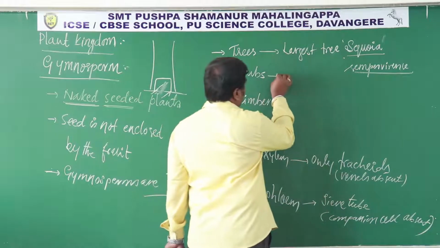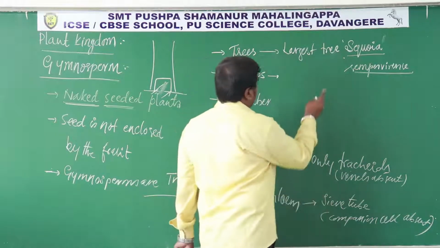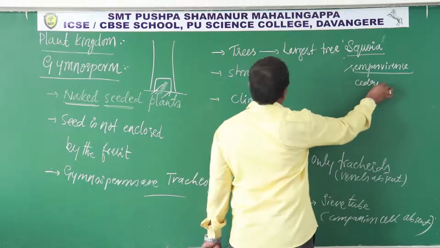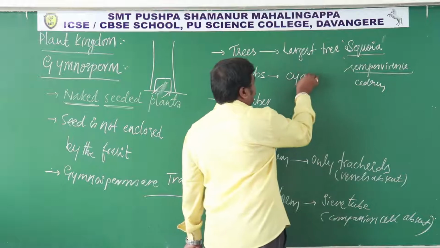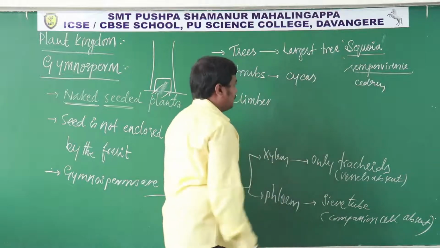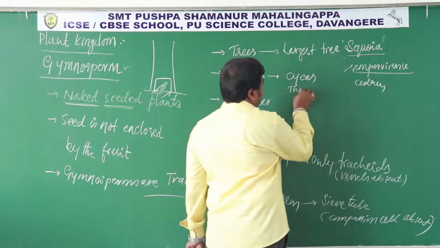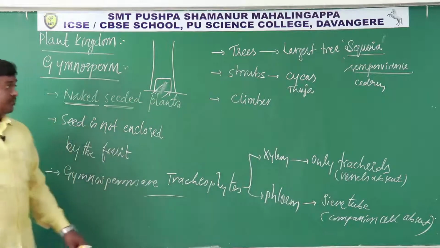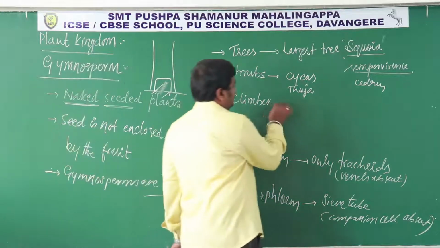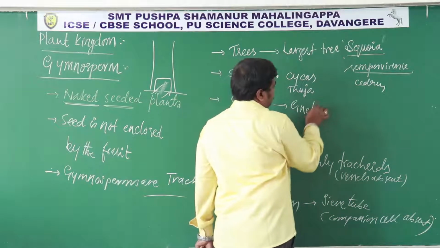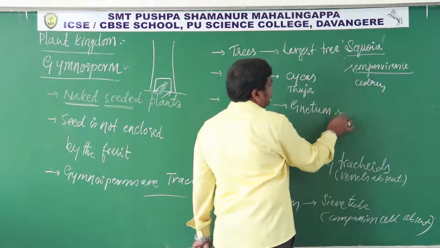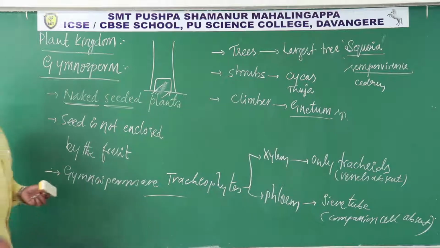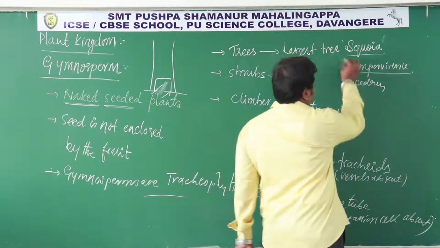Some are shrubby. So among trees you can take Sequoia sempervirens, then a plant called Cedrus. For shrubs you can give Cycas. Then there is a plant called Thuja. These are all shrubs, and one climber is there. The climber is called Gnetum species. It is one of the climbers. Then for trees, Cedrus, Sequoia.